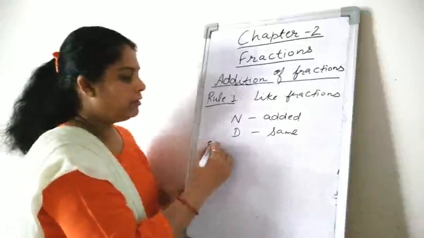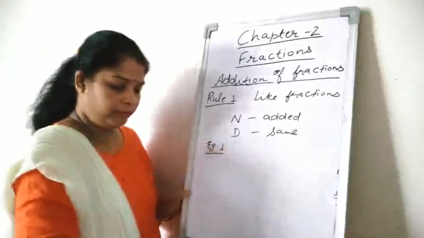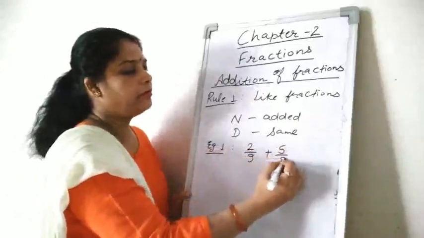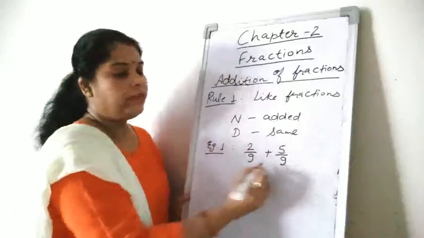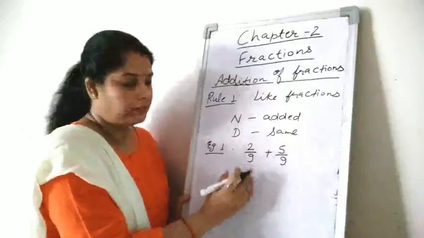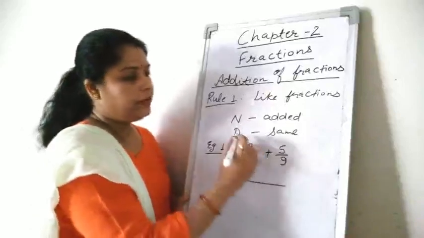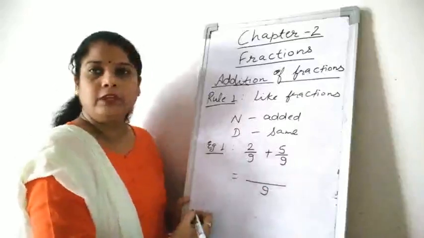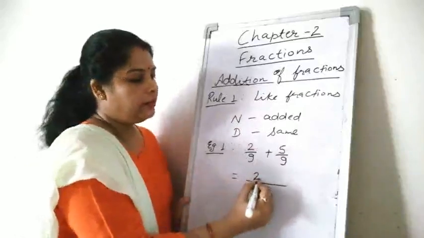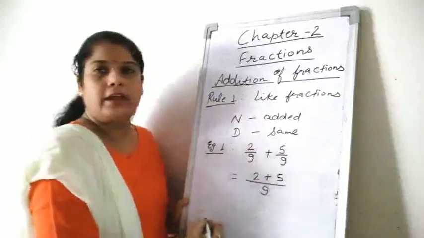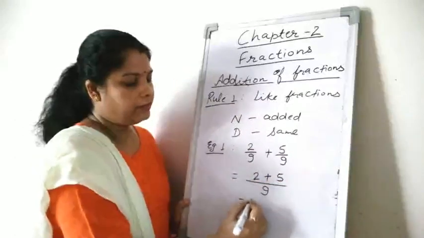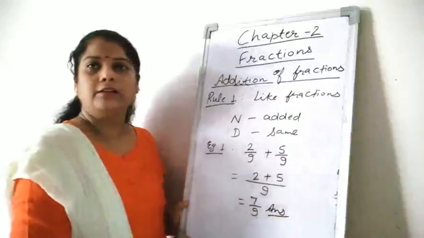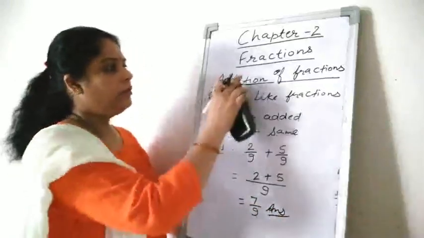Now for example, 2 upon 9 plus 5 upon 9. These are like fractions because the denominators are the same. Now for addition of like fractions, the denominator remains the same, that is 9, and the numerators are added. Now 2 plus 5, 7 upon 9. This is our answer.